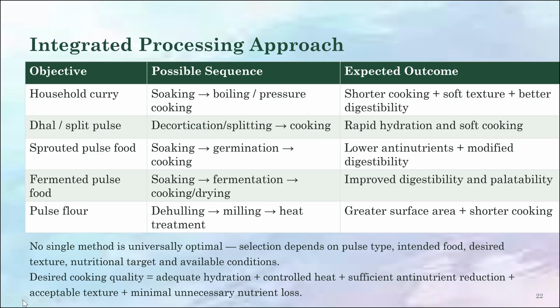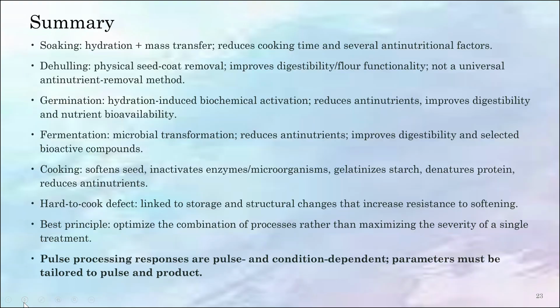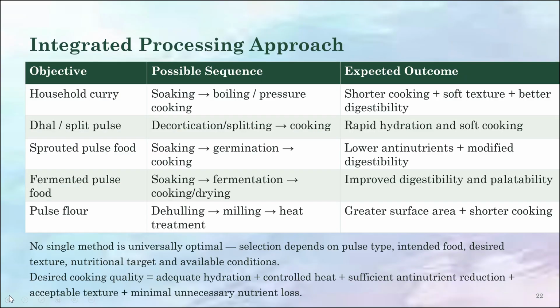So these are some possible sequences and expected outcomes. If you are making a household curry, you can soak, boil or pressure cook so that you can reduce the cooking time and get a softer texture and better digestibility. If you are making dal, you can decorticate, split and then cook so that rapid hydration and soft cooking will be attained. For fermented pulse food, you can soak and then ferment and then cook or dry. That will improve the digestibility.